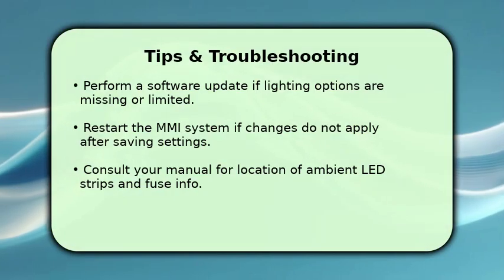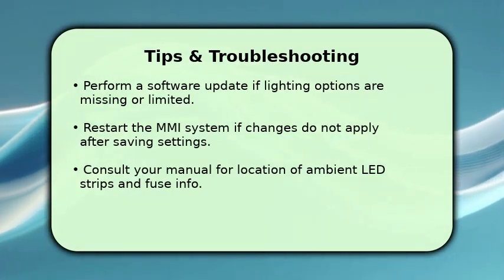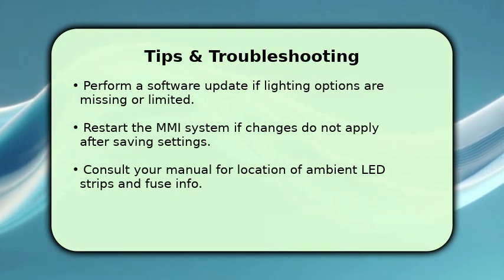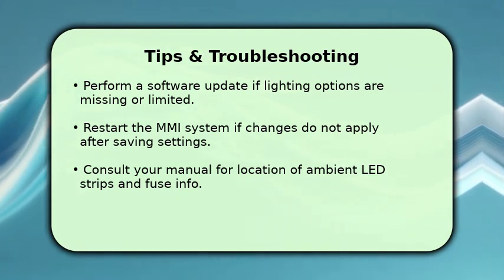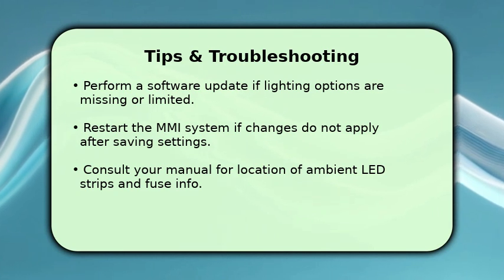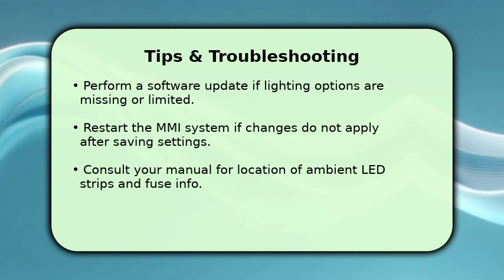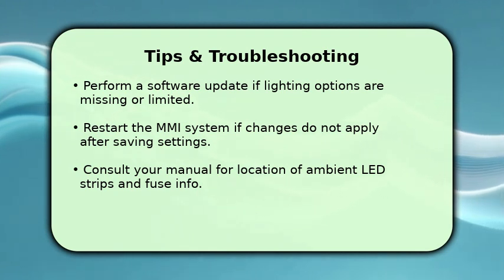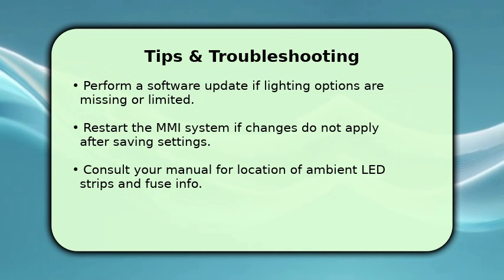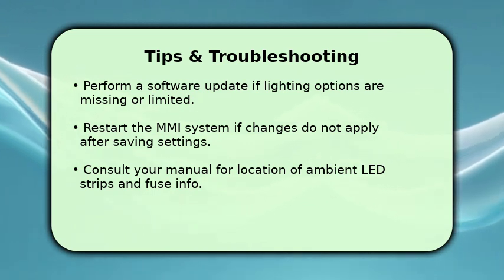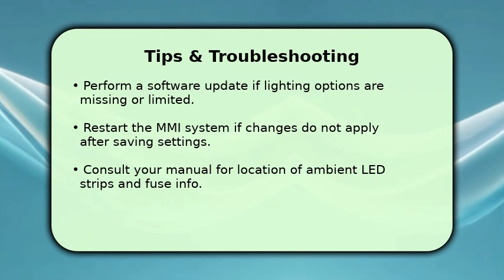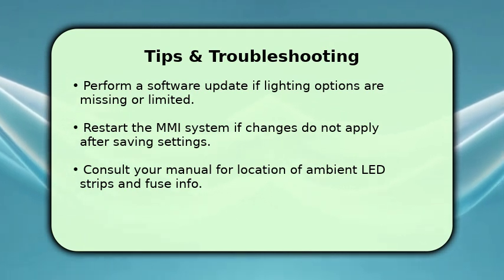If you don't see all options, check for an available MMI software update and install it while parked. Restart the MMI or perform a soft reset by holding the power button if settings fail to apply. For physical issues like dim or dead zones, inspect fuses and connectors or consult a dealer for diagnostics. Regularly saving scenes and updating software keeps the ambient system responsive and gives more color choices over time.